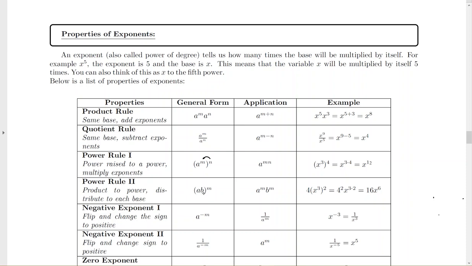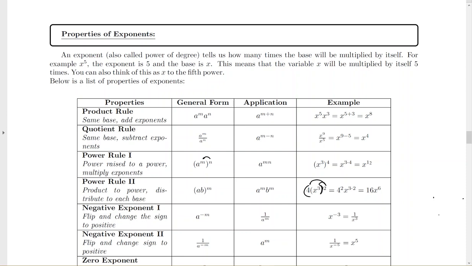Anything inside the parentheses will be raised to that outside power. So for this problem, our 4 should be inside parentheses here. So this is going to be 4x cubed raised to the 2 power. There's a little typo there. So I'm going to raise the 4 to the 2 and the x cubed to the 2 power and come up with 16x to the 6th.